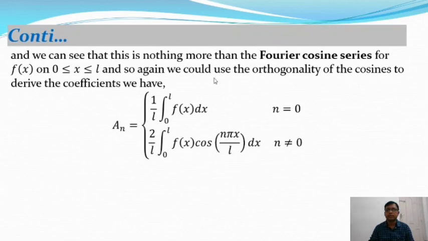And so again we could use the orthogonality of the cosines to derive the coefficients. These are the coefficients of the series, that means the solution of the heat equation, and these are the Fourier cosine series coefficients actually. So A 0 is 1 by L into the integral from 0 to L of f of x dx when n is equal to 0, and A n is 2 by L into the integral from 0 to L of f of x into cos n pi x by L into dx. Okay, so this is the solution of the given heat equation, a partial differential equation. Thank you.